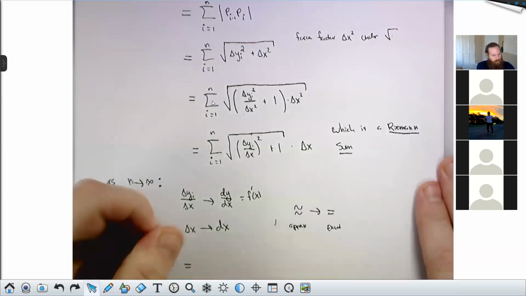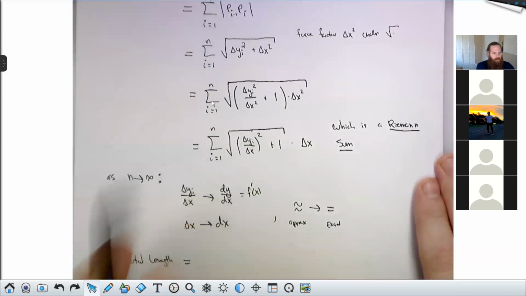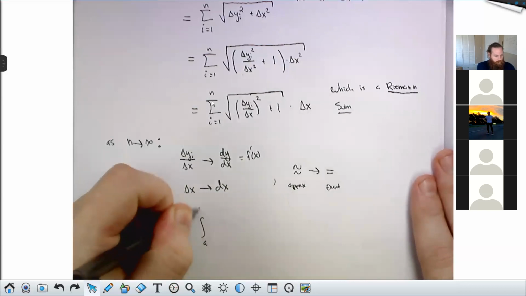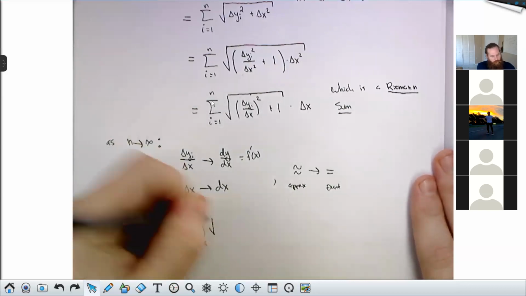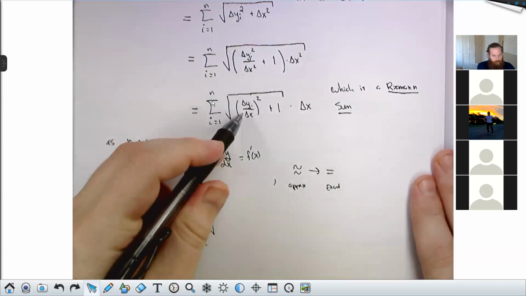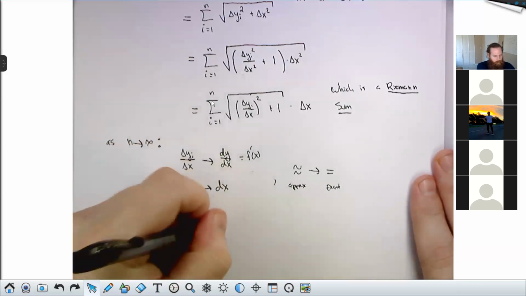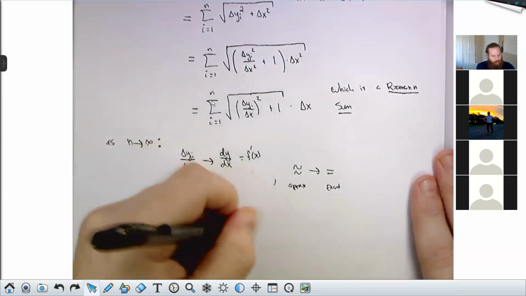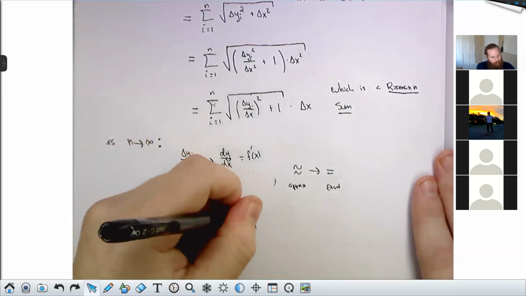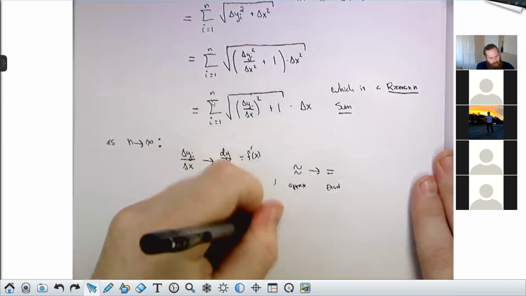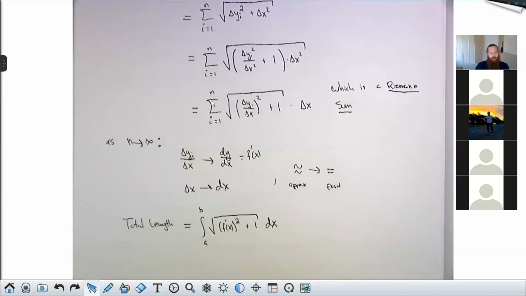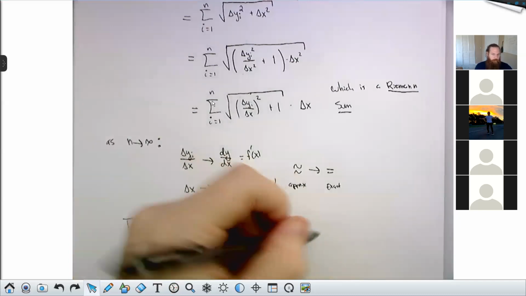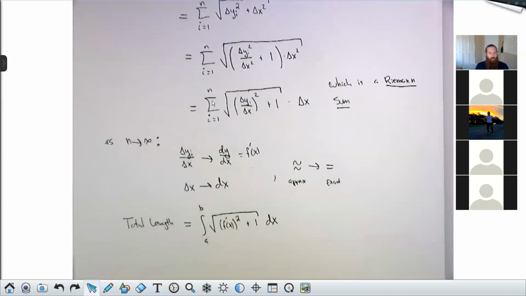So as n goes to infinity, I get that the total length is exactly the integral that this Riemann sum becomes, which is the integral from a to b of the square root of f prime of x squared plus 1 dx, which is the formula that I gave you at the start. So that's it. That's the proof, or that's the derivation of this formula.